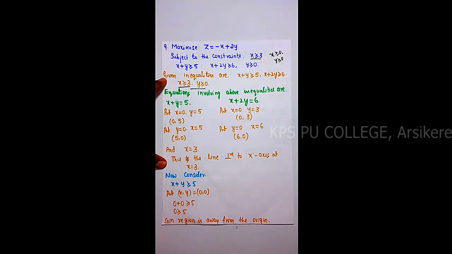When you convert x greater than or equal to 3 into an equation, we get x is equal to 3. What is x is equal to 3? It is a line in the graph, a line passing through the point x is equal to 3, parallel to the y axis or perpendicular to the x axis at x is equal to 3. We will discuss that later. First, come to the others.